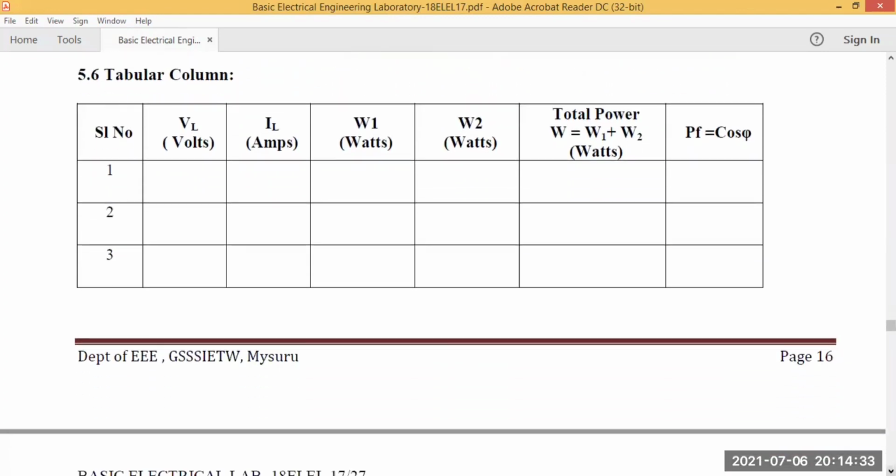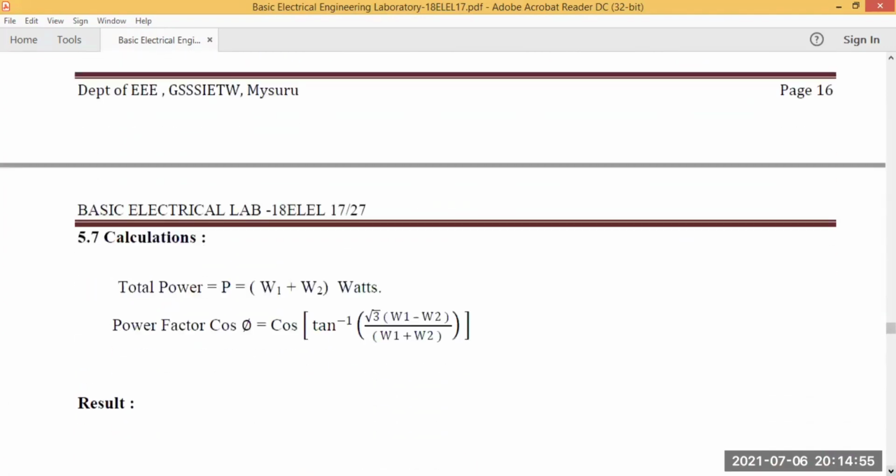Here you can see the tabular column. In this tabular column, you need to note down the voltage, line current, and also W1 and W2. You need to calculate the total power, W1 plus W2, and also the power factor, that is cos phi.